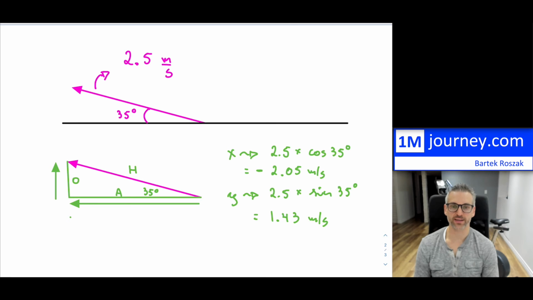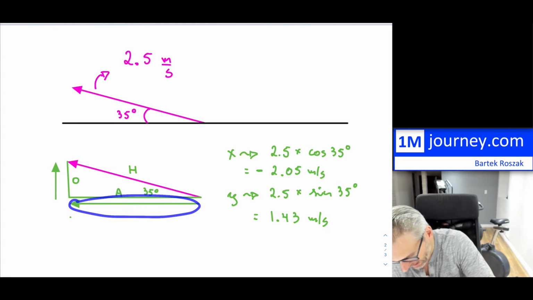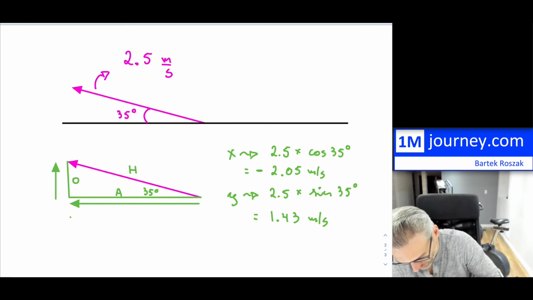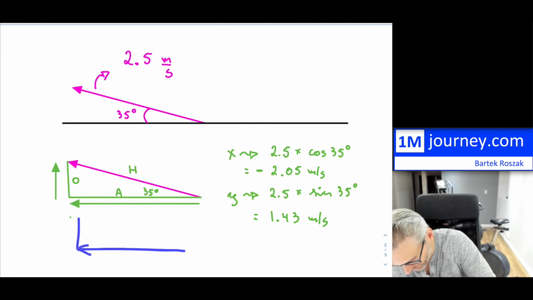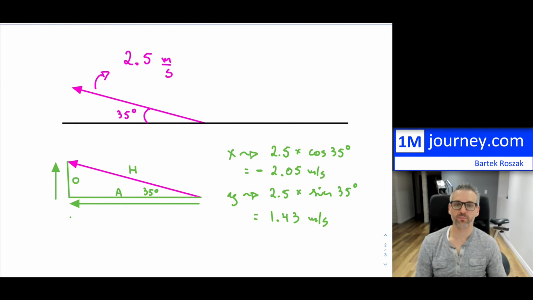And now if you wanted to double check for yourself, please remember that if you took this vector and then you added this vector, you would have gone this way, and then you would have put head to tail this way, you would have got your resultant vector back. And you can check that by the Pythagorean theorem. So you can square the x component, add the square of the y component, and you should get 2.5 back. So that's something that you can double check.